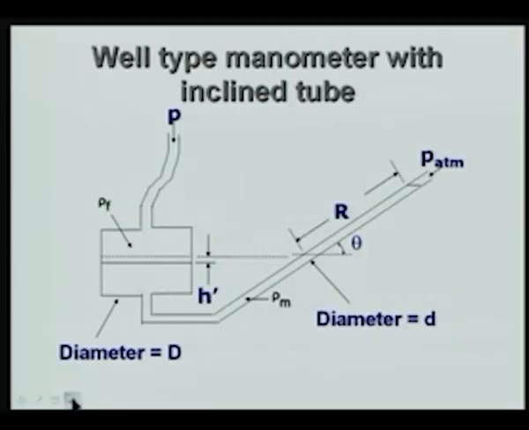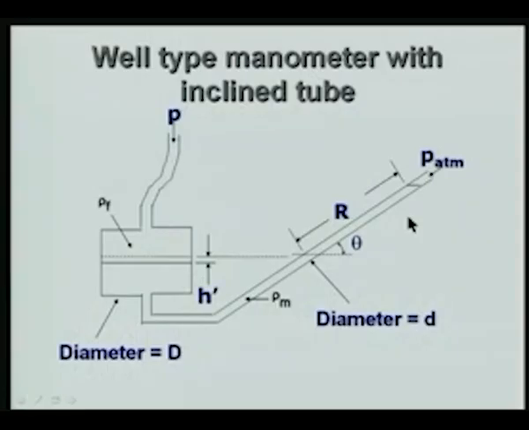Let us look at the slightly changed type of well tube manometer. Here I have purposefully inclined the limb, instead of the vertical limb, I have got an inclined limb here. The tube is inclined at a small angle. So, what is the advantage of this? For a given height of liquid, I am talking about the manometer height h, H will be the vertical component of this travel.